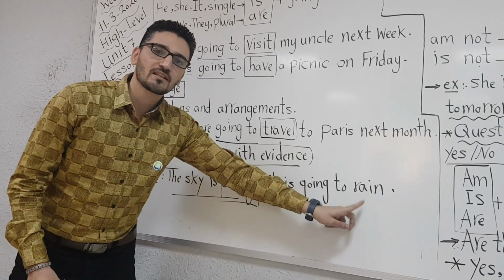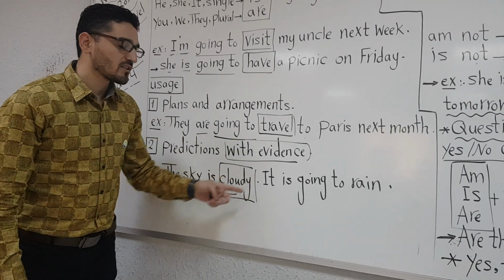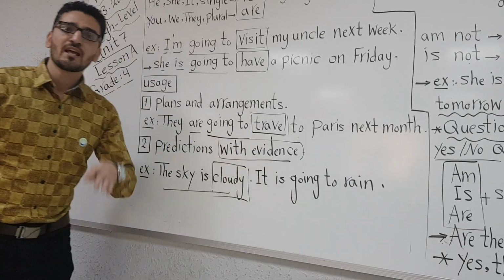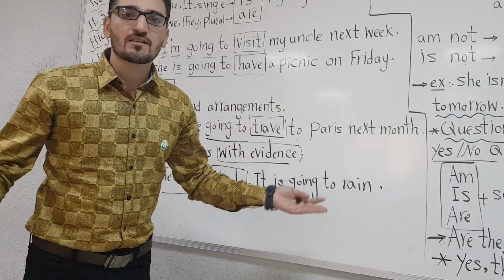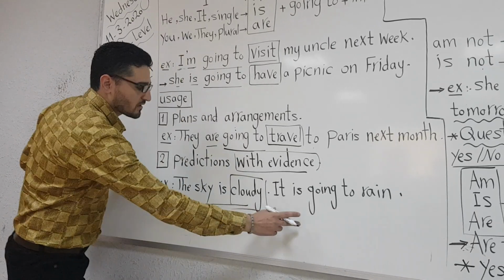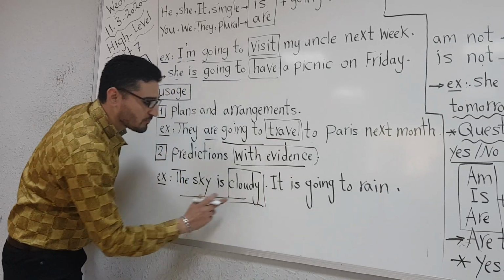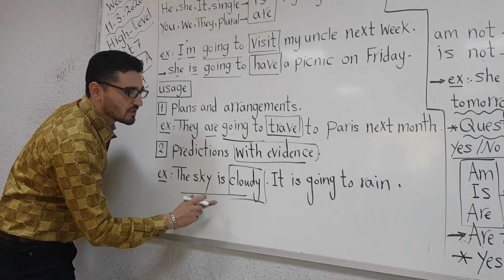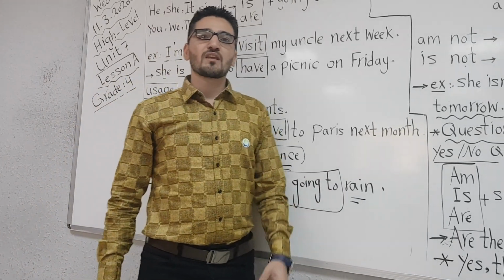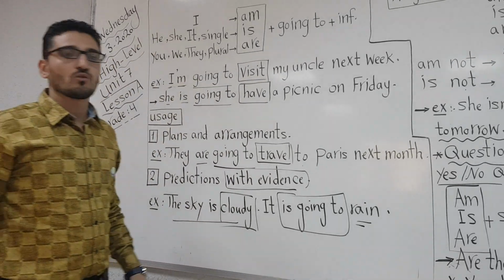What makes you predict that it's going to rain? Here, the sky is cloudy. The sky is cloudy, okay? The sky is blue, or the sky is dark, something like that. It's going to rain. Ali studies hard. He is going to pass his exams. He runs fast. He is going to win the race. So in these examples, someone predicted that something will happen because of evidence. So if you see evidence, you have to choose am, is, are, going to, plus the verb in infinitive. This is for am, is, are, going to in affirmative form, and the usage of this.